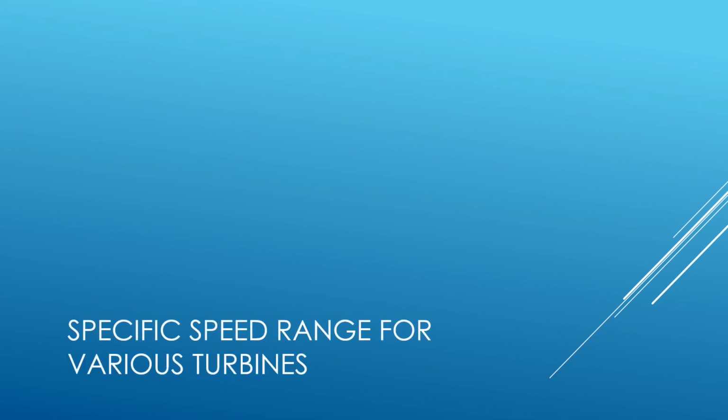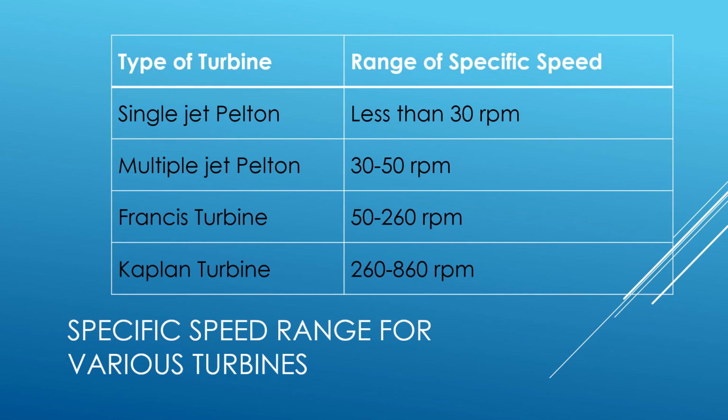The various types of turbines are there depending upon the specific speed ranges. When the specific speed is less than 30 rpm, it is a single jet Pelton wheel. When the specific speed is between 30 to 50 rpm, it becomes a multiple jet Pelton wheel. When it is between 50 to 260 rpm, it is a Francis turbine. And for 260 to 860 rpm specific speed, it is a Kaplan turbine.